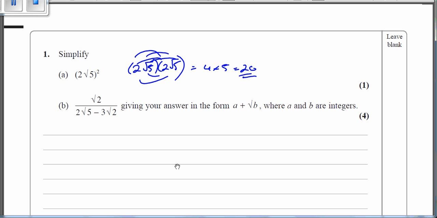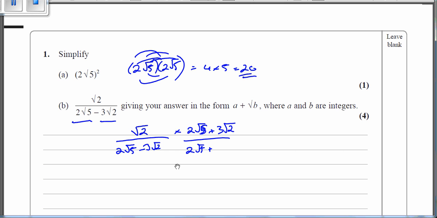So now we've got to rationalize the bottom. Here we've got a square root on the bottom plus something else, or minus something else. So what we do with that one is we times top and bottom by whatever's on the bottom, but you just change the sign in the middle. So we're going to times top and bottom by 2 root 5 plus 3 root 2. So root 2 times 2 root 5 is going to equal 2 root 10. Root 2 times root 2 is 2, times by 3 is going to be 6.